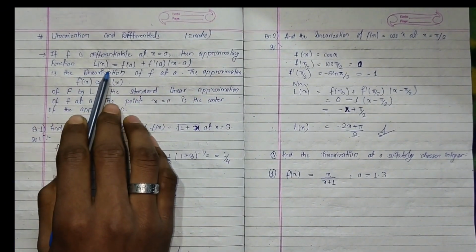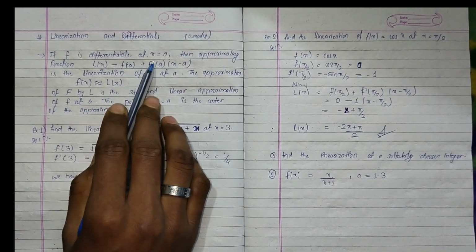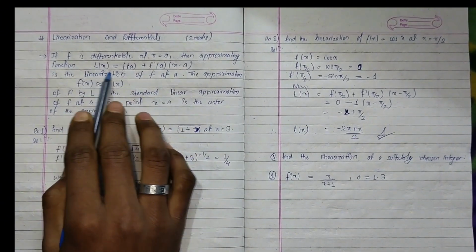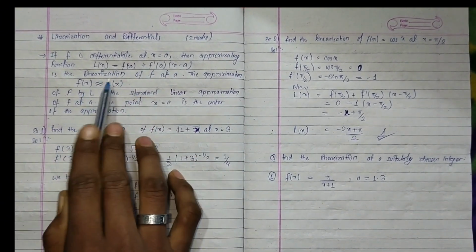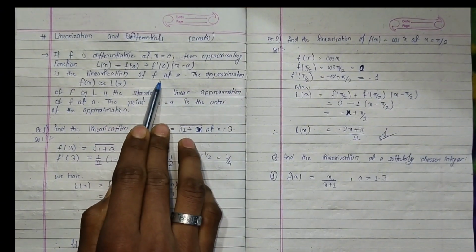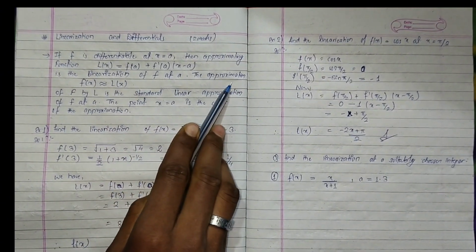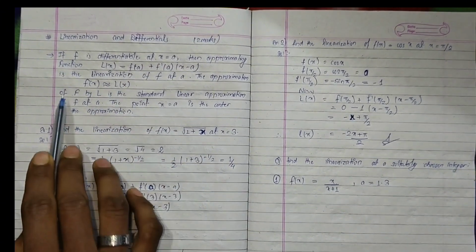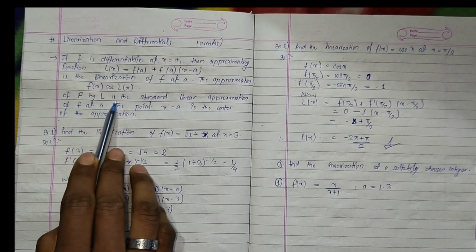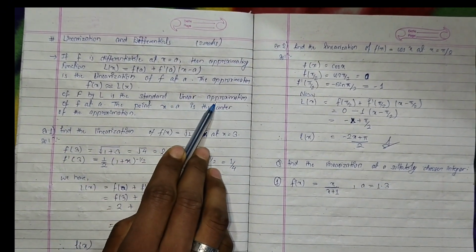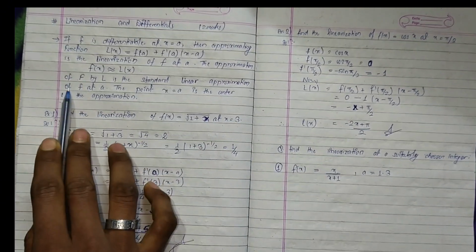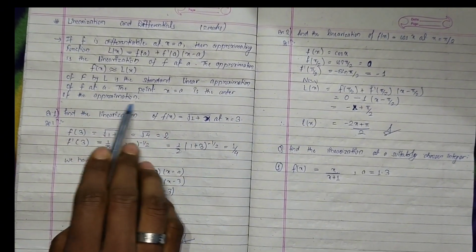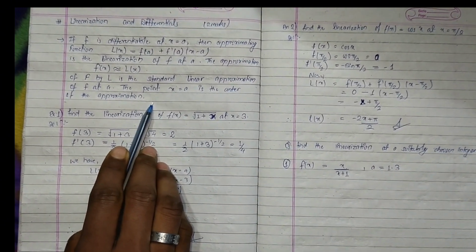approximating function L(x) is equal to f(a) plus f'(a)(x minus a). So this is the formula of linearization. In the linearization of function at a, the approximation f(x) ≈ L(x) is called the standard linear approximation of f at a. The point x equals a is the center of the linearization.